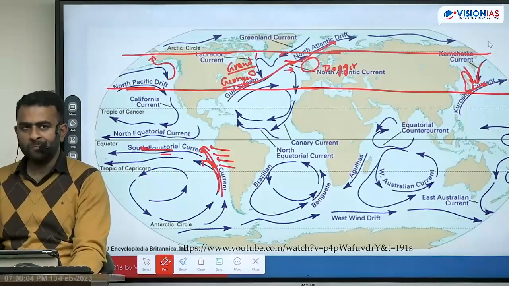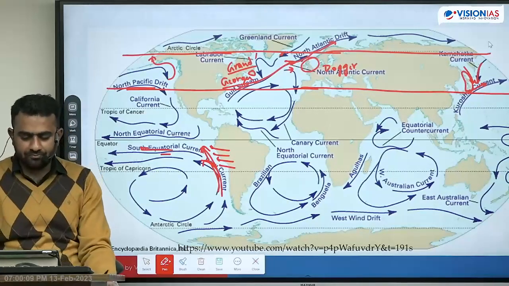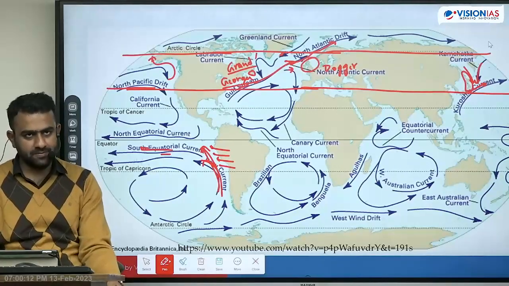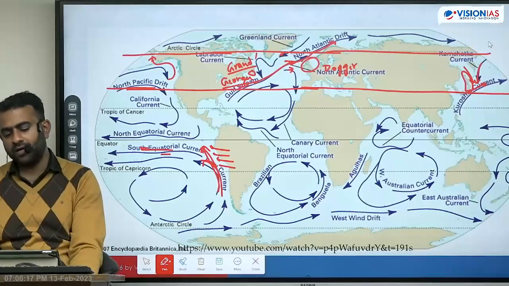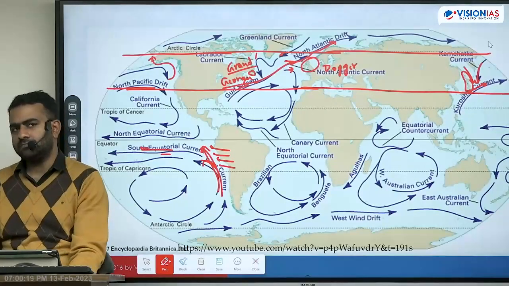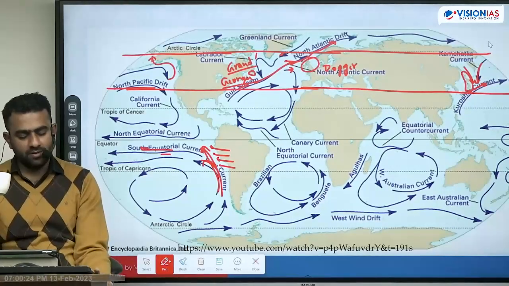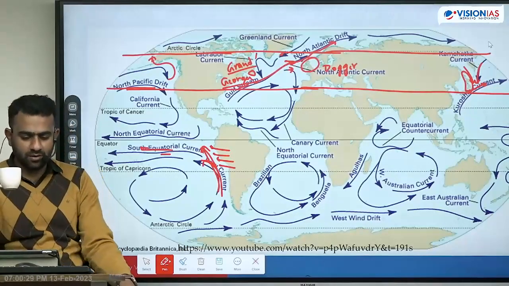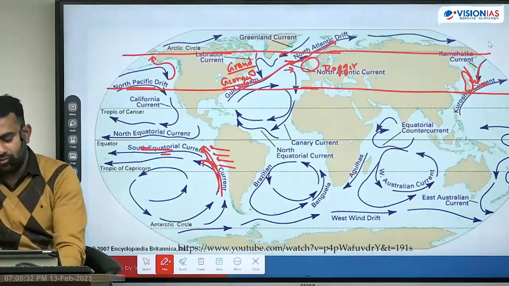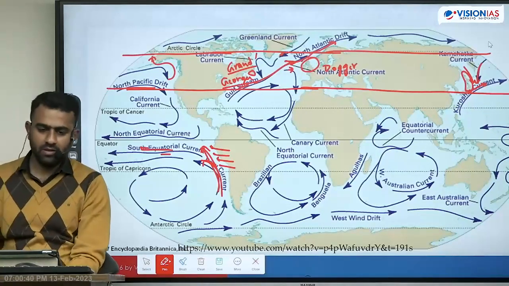Example: Grand Bank near Newfoundland Island, due to the merging of the Labrador current with the Gulf Stream.